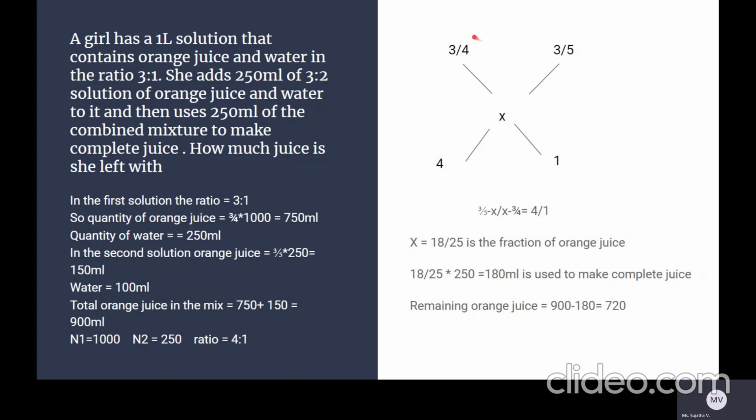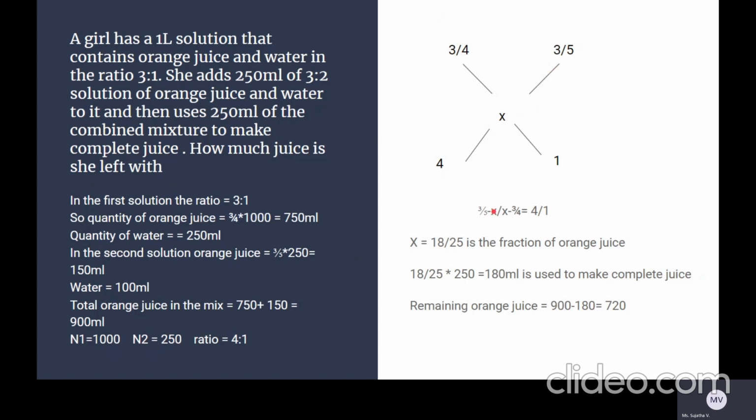What are we given? I'm going to work with the fraction of orange juice, right? In the first solution, it's 3/4. In the second solution, it's 3/5. In the final solution, what is it? This I don't know. Okay, I will try to find it out. And I have been given the ratio, so I can do this 4:1. Okay. So A2 minus A, this time A is missing.